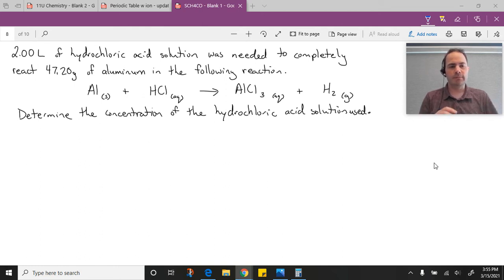So let's try this problem. 2 liters of hydrochloric acid solution was needed to completely react 47.20 grams of aluminum in the following reaction. Determine the concentration of the hydrochloric acid solution used.